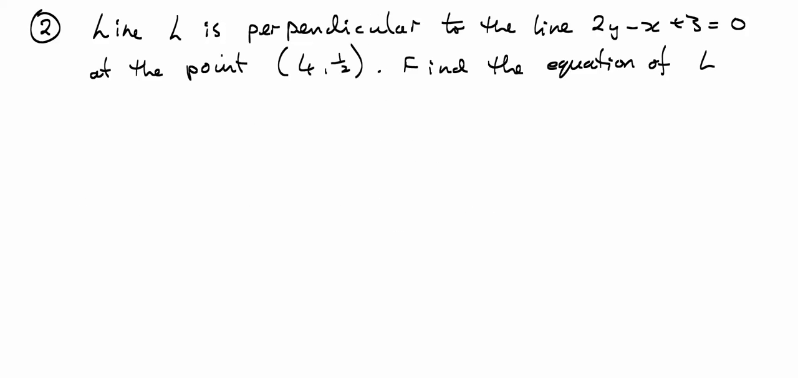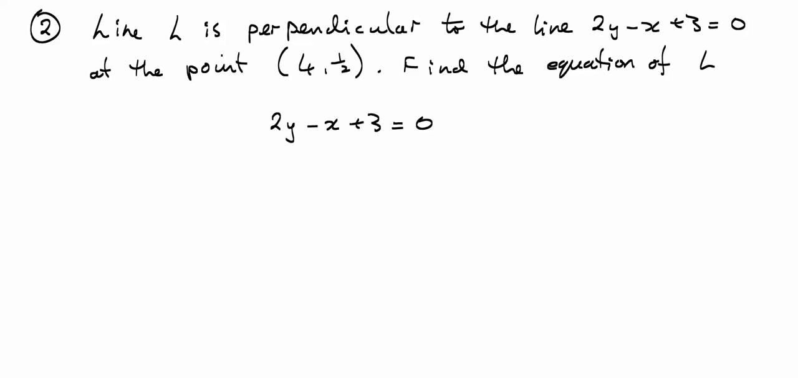The second problem: the line L is perpendicular to the line 2y minus x plus 3 equals 0 at the point (4, 2). Find the equation of L. So again, we need to find the gradient of the line 2y minus x plus 3 equals 0.